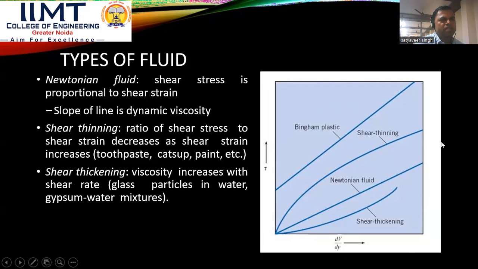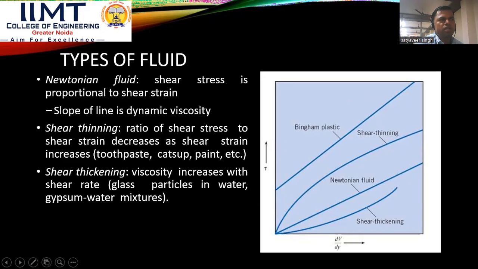In the graphical representation, we have taken dV upon dy on the x-axis, known as velocity gradient, and tau, the shear stress, is taken on the y-axis. dV is the change in velocity, and dy is the fluid thickness. So we have to understand how these different types of fluid can be represented graphically. We see in the figure that the Newtonian fluid is this line. Here the slope of this line is called the dynamic viscosity.